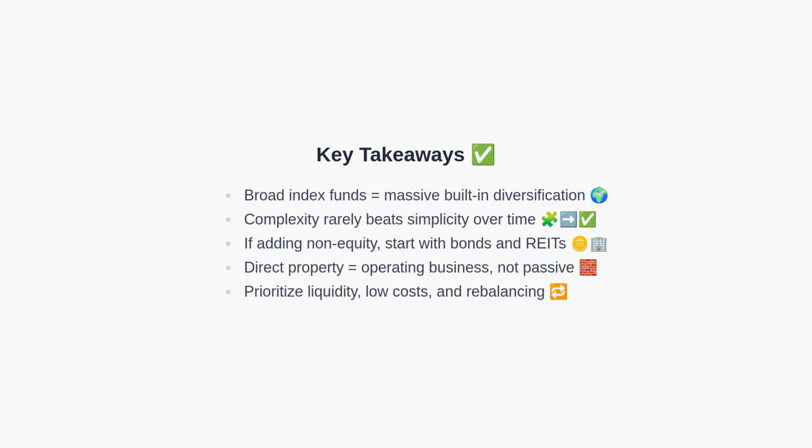Here are the key takeaways. Broad index funds provide massive built-in diversification. Complexity rarely beats simplicity over time. If you need non-equity exposure, start with bonds and REITs. Remember that direct property is an operating business rather than a passive investment. Finally, prioritize liquidity, low costs, and disciplined rebalancing.